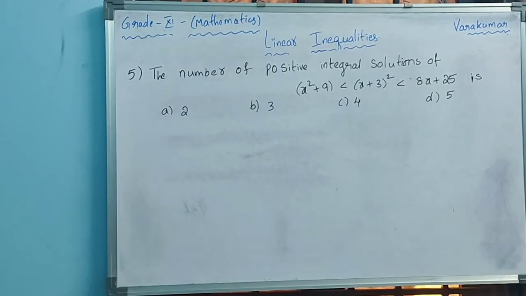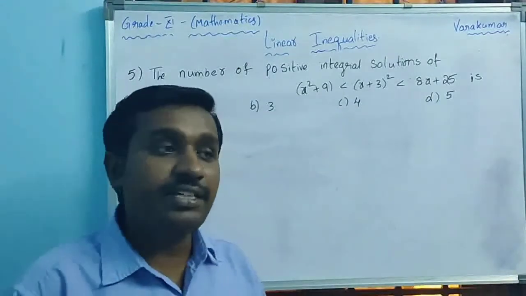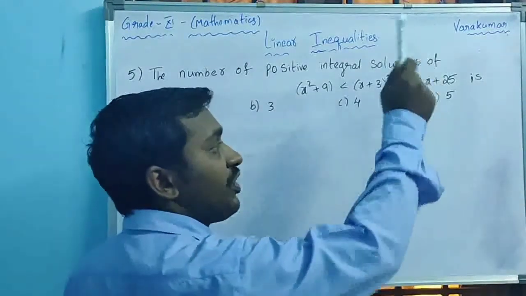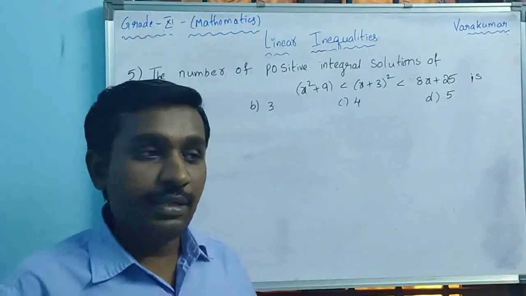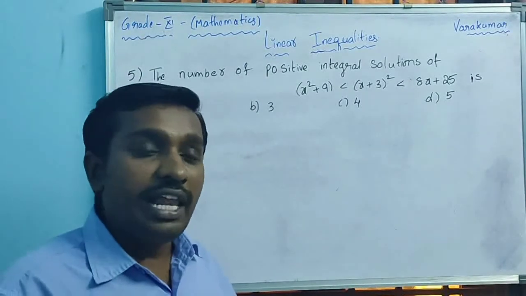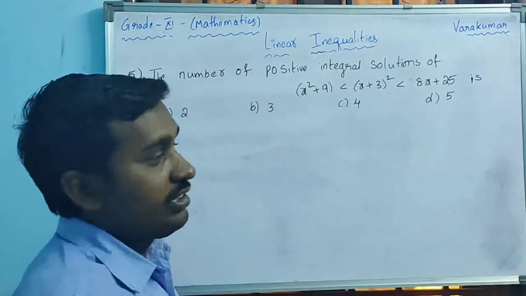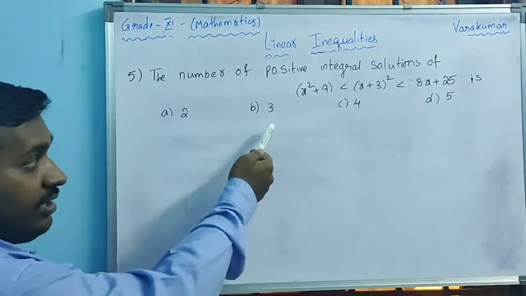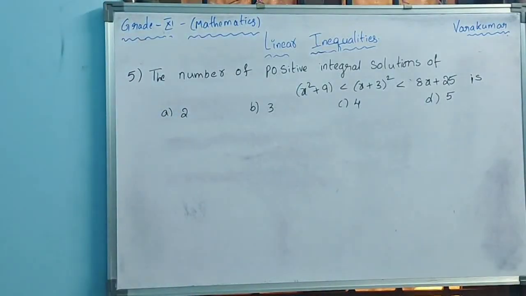Okay. Look at one more problem on the board. Find the number of positive integral solutions of x square plus 9 less than x plus 3 whole square less than 8x plus 25. The previous question we solved was what is the solution set of x, but this question is asking how many integral solutions. Last question we marked on the number line, but this question, how many integral solutions? Option A, 2, B, 3, C, 4, option D, 5. Okay, now like the previous model, the same model we are supposed to do.